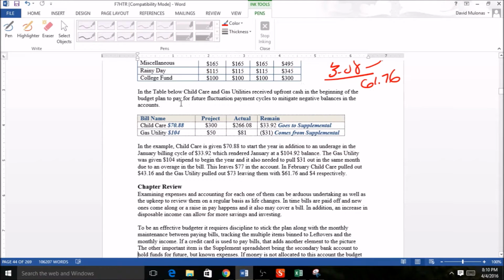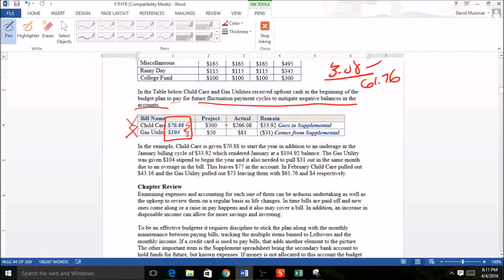So again, we're just kind of reiterating here what we're talking about with money going back and forth. So we say in the table below, childcare and gas utilities received upfront cash in the beginning of the cycle budget plan to pay for future fluctuation payment cycles to mitigate negative balances in accounts. So what we're saying right here is, again, I keep saying this, but we will go through exercises about how to develop this. But at the beginning of the budget, sometimes money's going to have to be put in up front to establish these accounts or these line items in the accounts. The good thing is once they're established, you never have to go back and do this on a yearly basis in terms of the upfront money. It's just to get the cycle going.